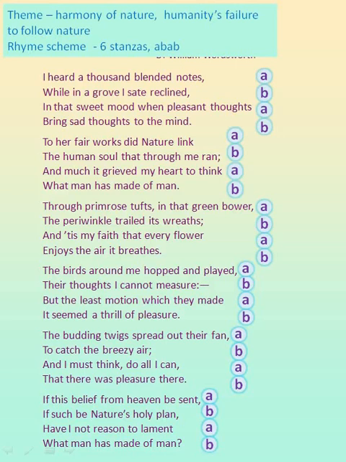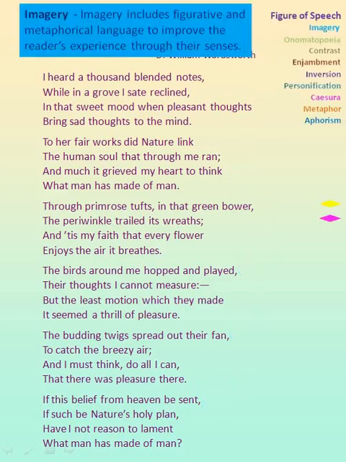Now let us see the poetic devices used in this poem. First let's see imagery. Imagery includes figurative and metaphorical language to improve the reader's experiences through their senses, especially the 5 senses. In the first line here, I heard 1,000 blended notes. Here the poet evokes the auditory senses of the readers, hence it is imagery. The periwinkle trailed its wreaths. Here the poet evokes the visual senses of the readers when they read this line.